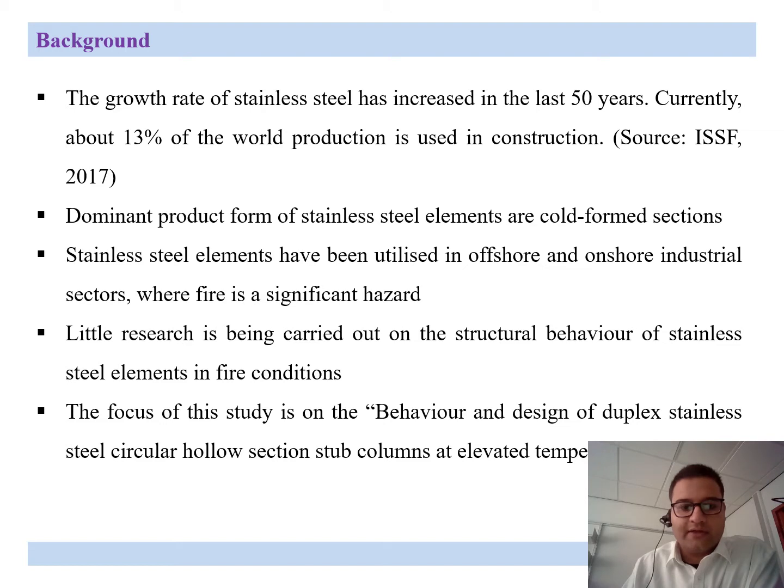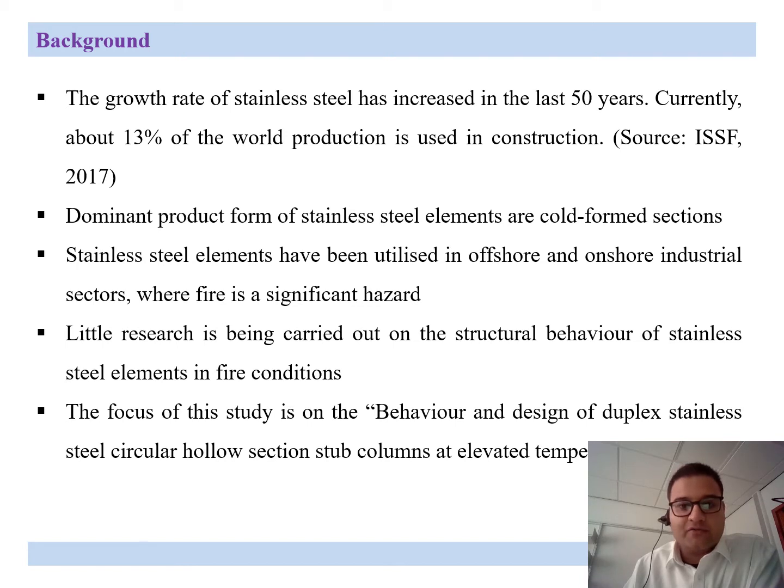So in the last 50 years, stainless steel has had a high growth rate, and currently around 13% of the world's production of stainless steel is used in construction. The dominant product form for stainless steel elements is called formed sections.